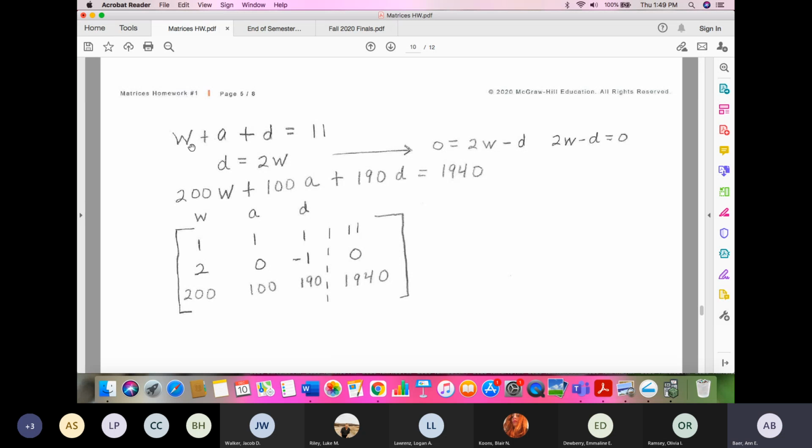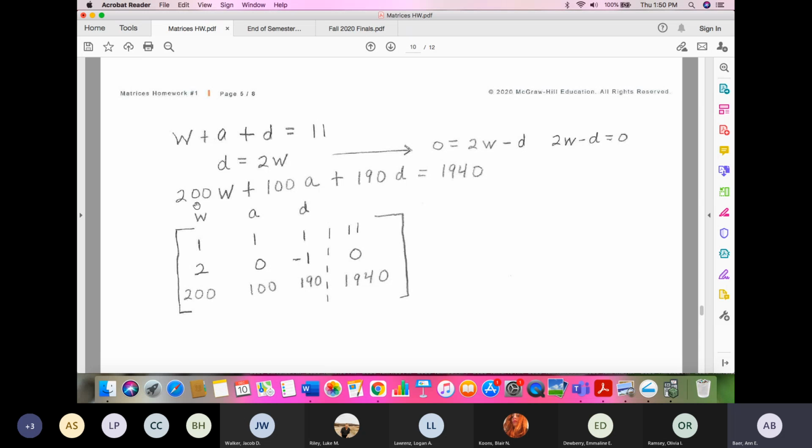So this one goes in, 1 in front of W, 1 in front of A, because the W, A, and D are up here. And 1 in front of each of these variables, or 1 below each of these variables. So for W, A, and D, the coefficients in front are 1, 1, 1 equals 11.